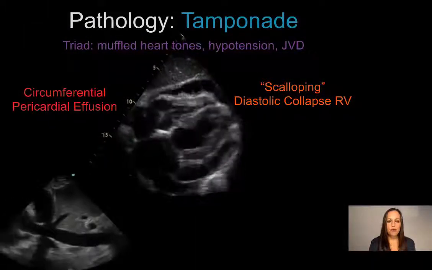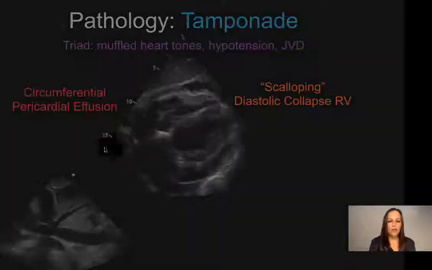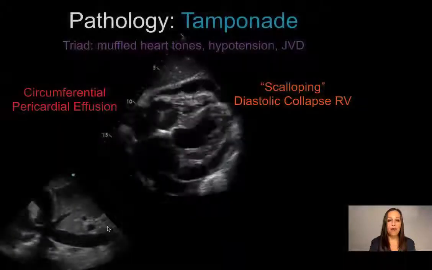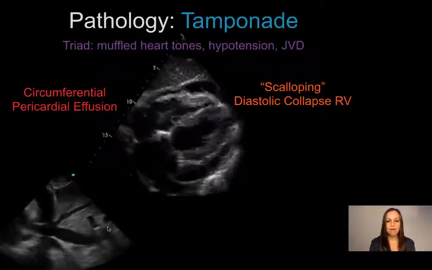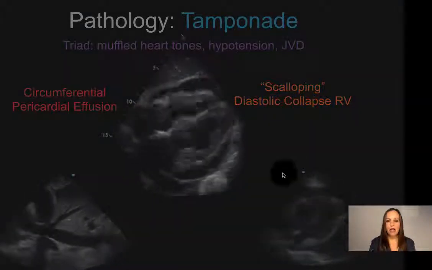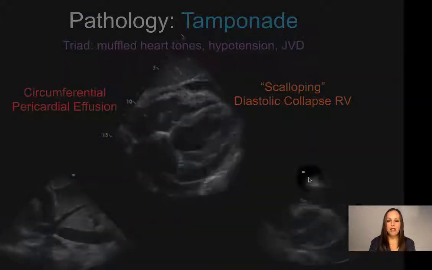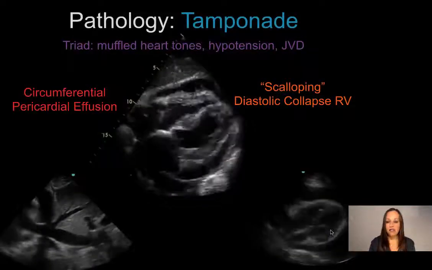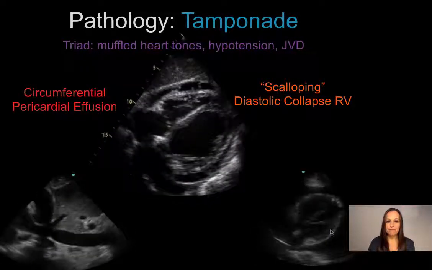Other features of sonographic tamponade, we can see the inferior vena cava here in the long axis, and there's no respiratory variation. And finally, a very advanced case of tamponade is the oscillating heart. You can see the heart floating in a sea of fluid.